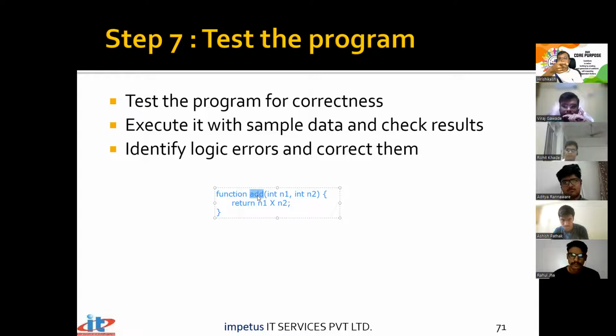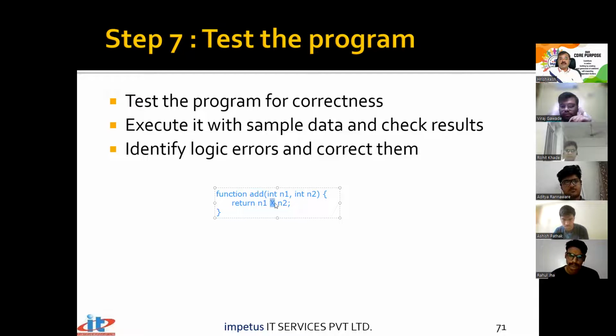But actually what has happened? It has given you multiplication. Tomorrow when you pass 2 and 5, the expected answer was 7. 2 plus 5, the answer was 7. It is addition, so you needed 7. And what will you end up getting? 10. Okay. So for some inputs it may give you the right answer, and for some inputs it may give you the wrong answer. So there is a logical mistake.